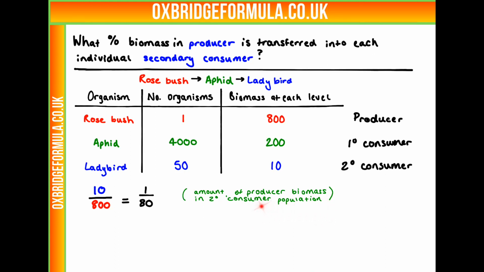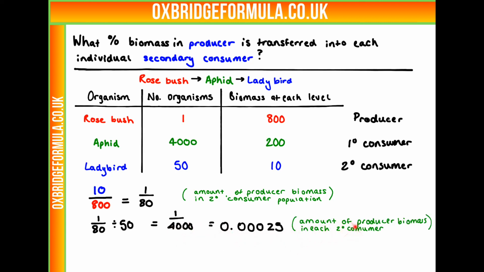But our question isn't asking for the population, it's asking for each individual secondary consumer. So what's our next step going to be? Well, we just need to divide it by the number of consumers we have at this level, which is 50. So we're going to do 1 over 80 divided by 50. And the easy way to do that is just to times 80 by 50, which 8 by 5 is 40. Adding 2 zeros on the end of that, we know it's going to be 1 over 4,000. So that's 0.00025. We can do that simply by knowing that 1/4 is 0.25, and then we've just got to divide that by 1,000. There we go. And that represents the amount of producer biomass in each individual secondary consumer.